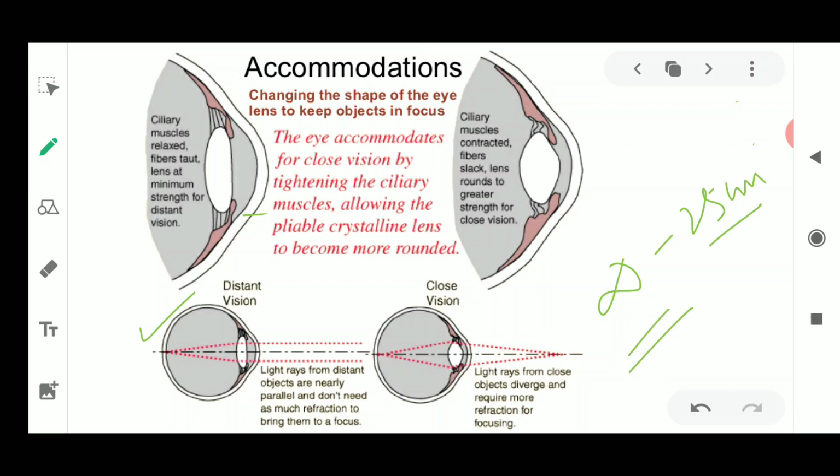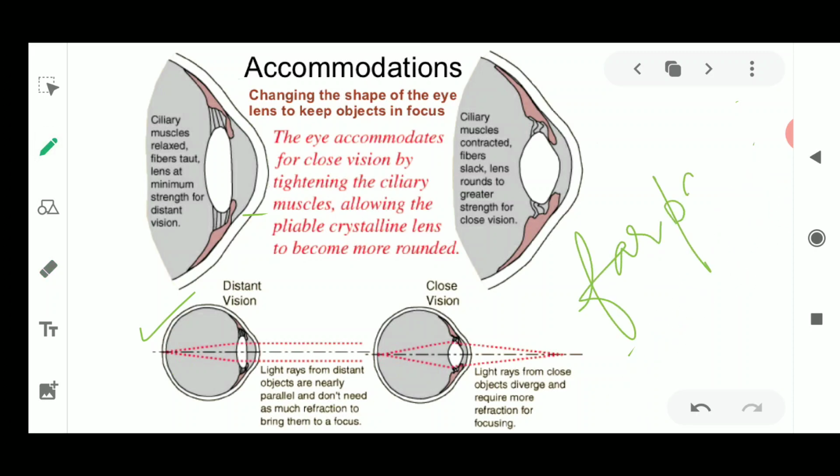Now how can you define the far point? What is this far point? It is the maximum distance, the farthest distance from the eye which can be seen clearly, and that is known as the far point of the eye, and it is at infinity. So remember, the far point is always at infinity, and the least distance is always 25 centimeters.